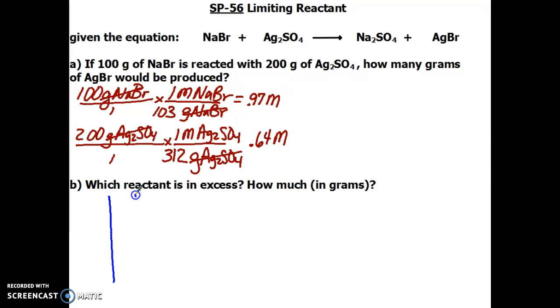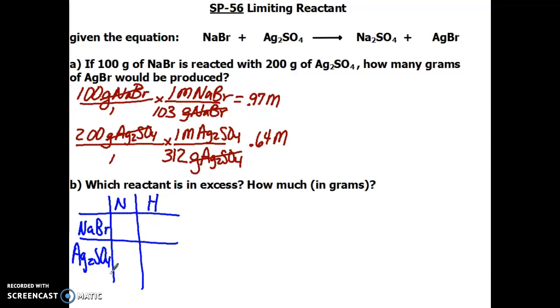So we're going to make our chart that we've done before. And we're going to have a need and a have. This is going to be my NaBr. This will be my Ag2SO4. All right, the need, if you remember, always comes from your balanced equation.